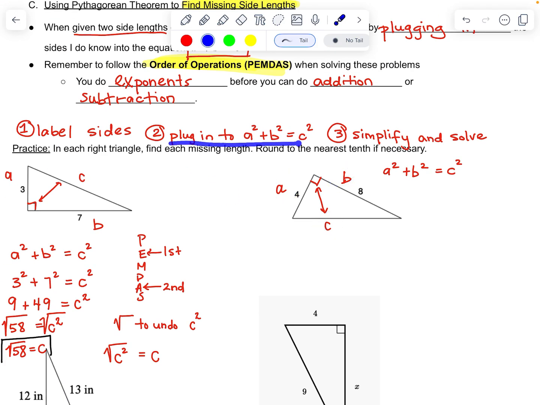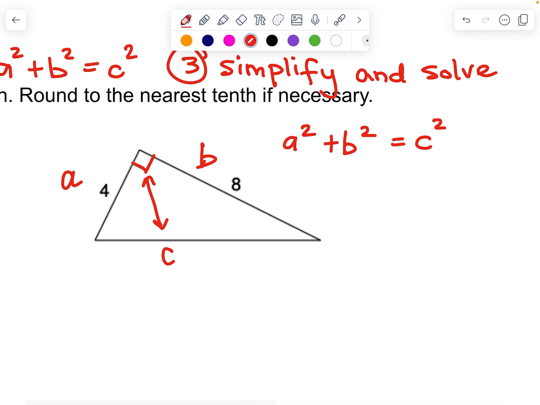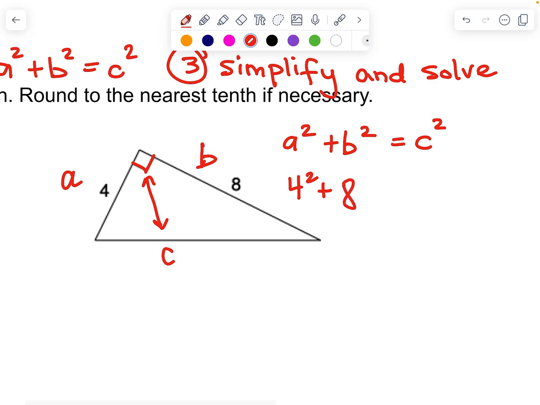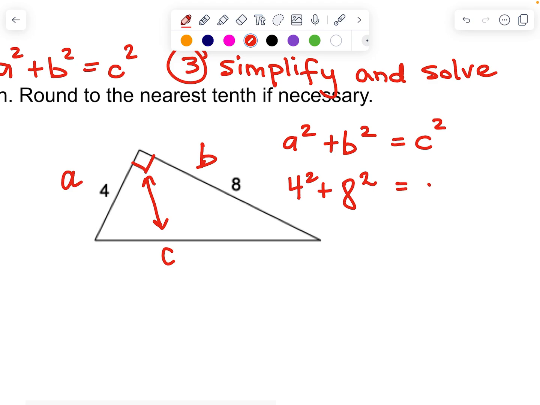Step 2, I need to plug in to this equation. Okay, well, A is 4. Yes, we're going to plug in 4 for A. B is 8. So let's plug 8 in for B. B is 8. And I don't know what C is. We'll leave C as a variable C.